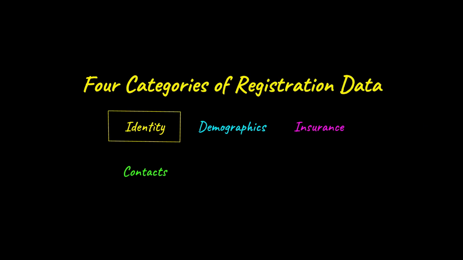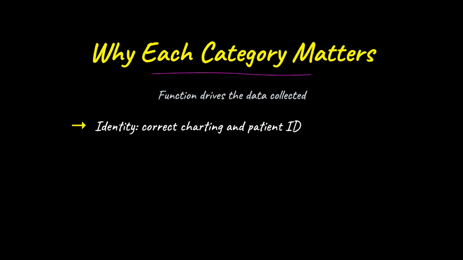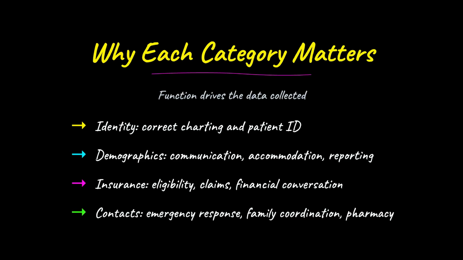New patient registration isn't just paperwork, it's a structured data set that lets a practice identify, communicate with, bill, and clinically care for a patient. Every field on the intake packet falls into one of 4 categories: identity, demographics, insurance, and contacts. Each category exists to serve a specific purpose, not just to fill space on a form. Identity supports correct charting and patient identification. Demographics support communication, accommodation, and reporting. Insurance supports eligibility and billing, while contacts support emergencies, family coordination, and pharmacy needs.